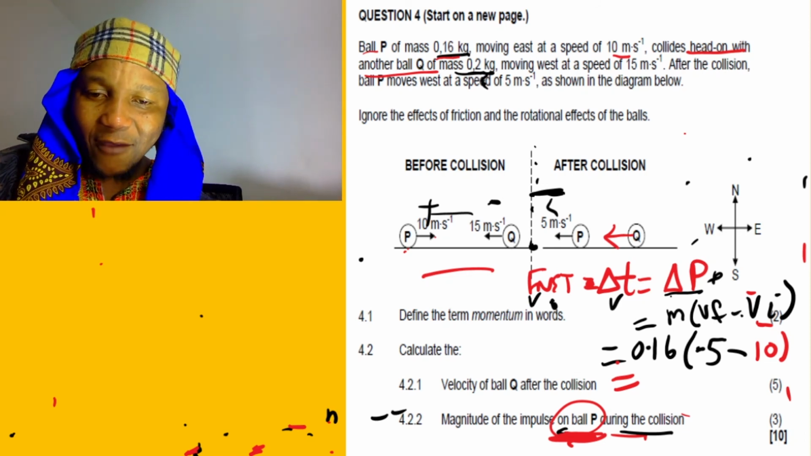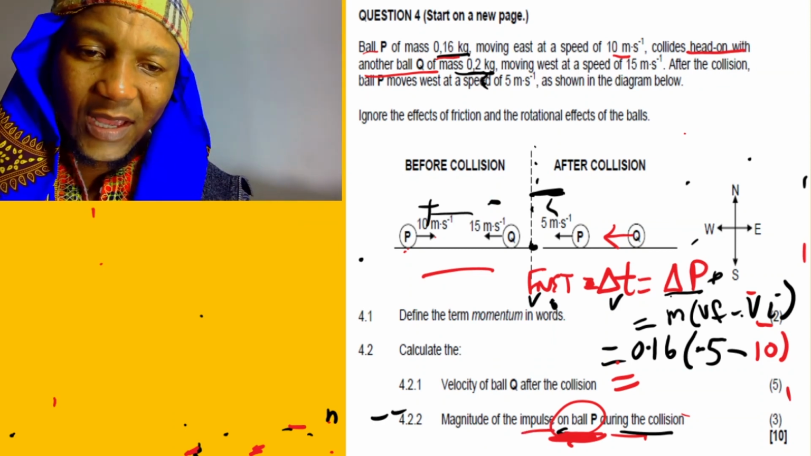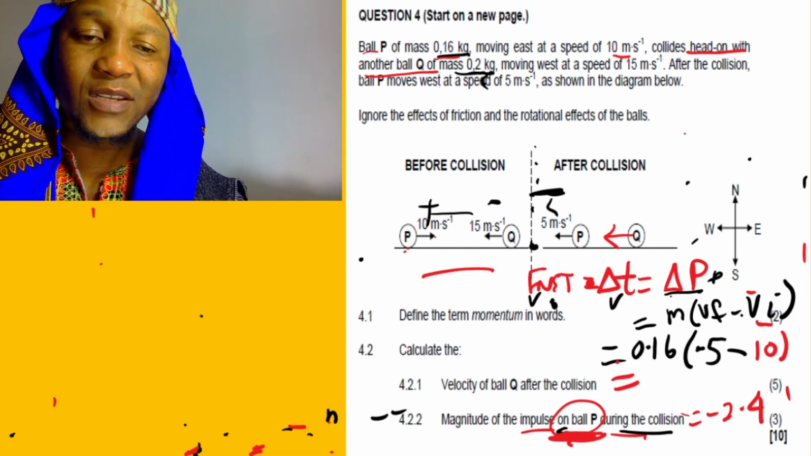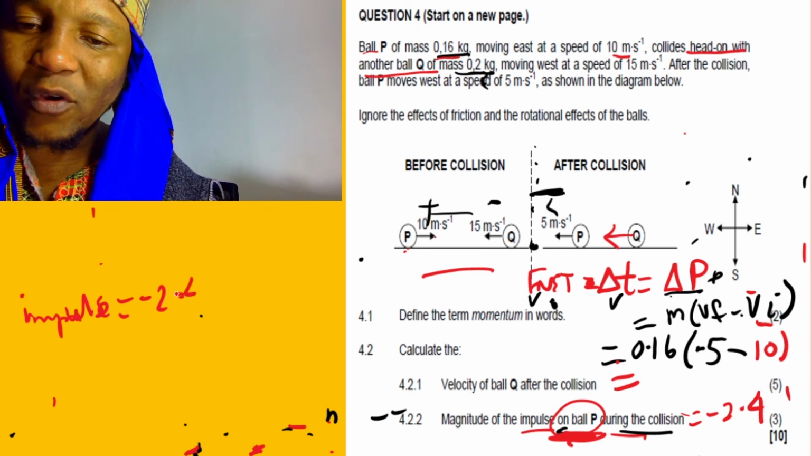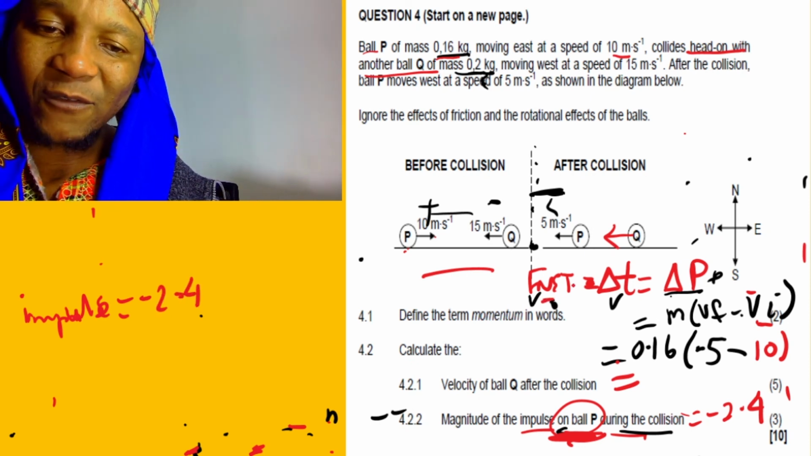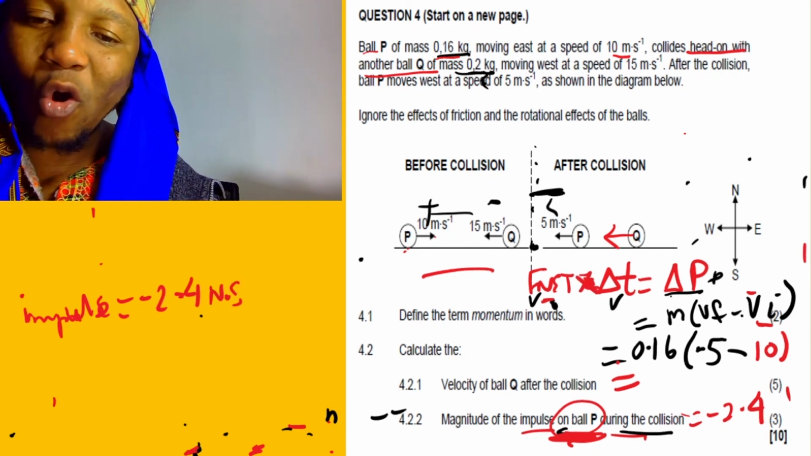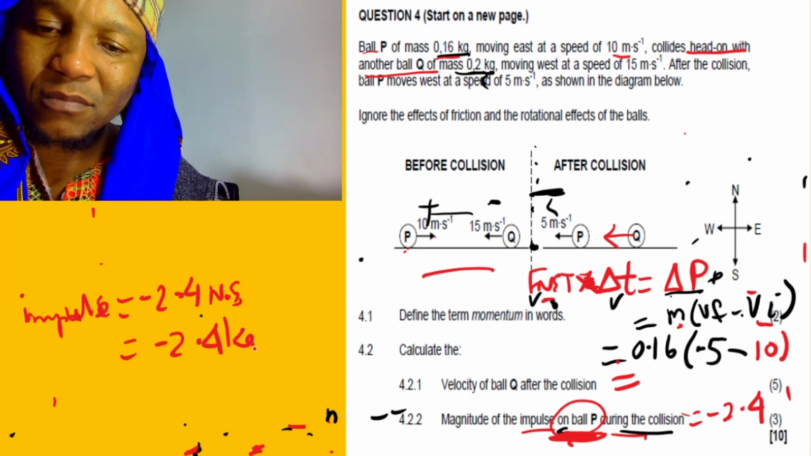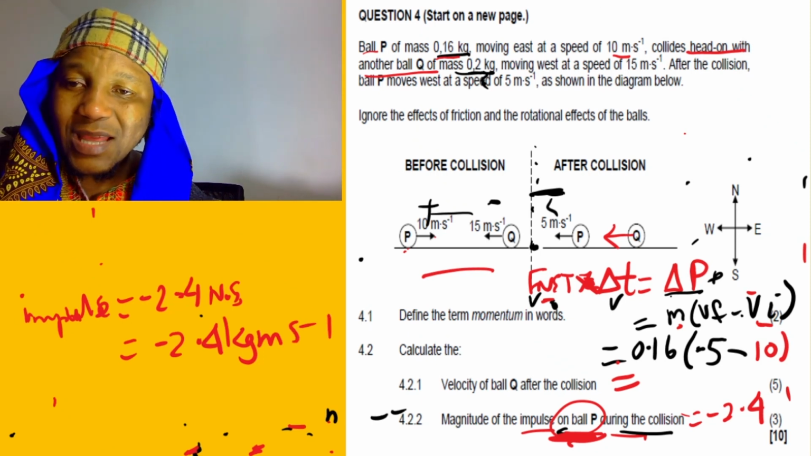So what impulse? Impulse equal to -2.4, but the unit can be anything. Let's write it like this: impulse equal to -2.4. The units can be either of the two. It could be net force times time, which is Newton times second, or I would just say -2.4, and then mass is kilogram times meter per second. That's going to be your impulse, the final answer.